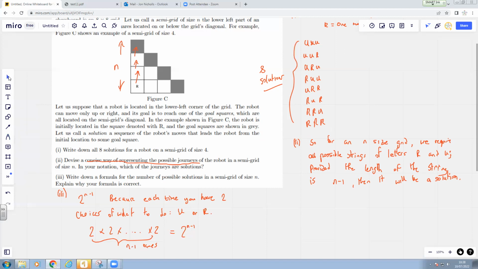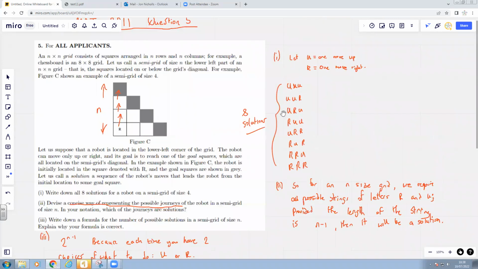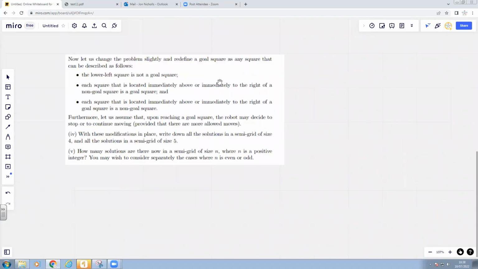Okay, so that's the first three answers. And I must admit, I didn't really see there was much to that. It seemed pretty straightforward, so far, so good. It gets harder here, though. It gets harder in part two.